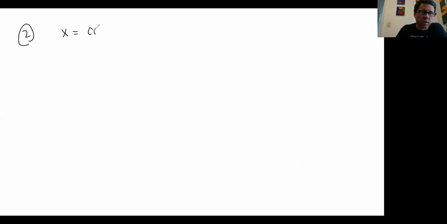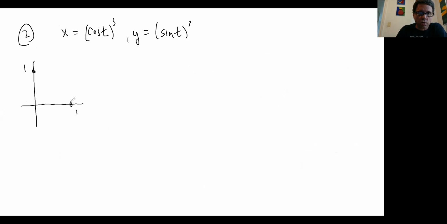Problem 2 is this curve: x is cosine t cubed, y is sine t cubed. You just need to plot a bunch of points, and realize that it starts at 1 and ends at 1, but it's not a circle. It definitely curves up like that. This was part of something called an astroid. Later on in part C, you're going to do the corresponding tangent line at pi over 4, and pi over 4 corresponded to that point right there.